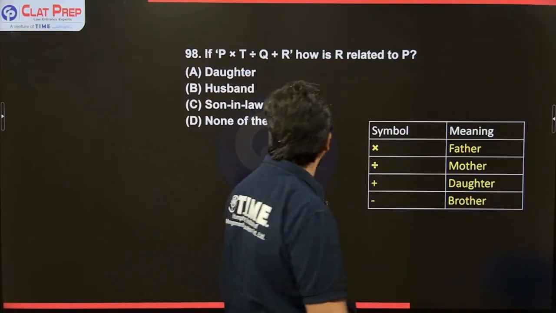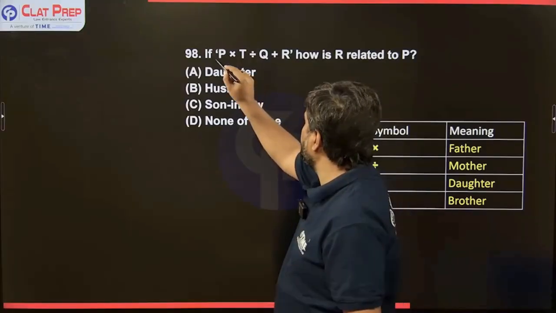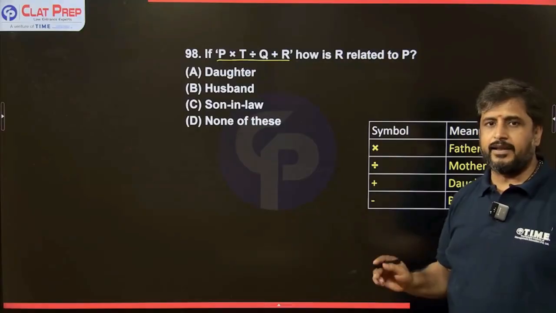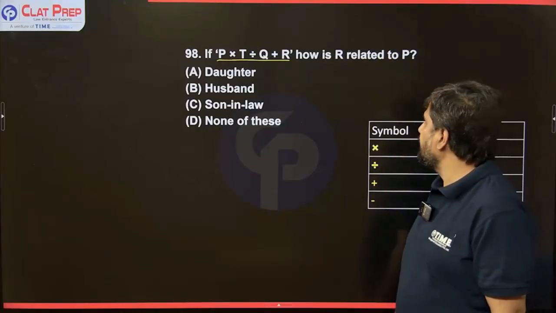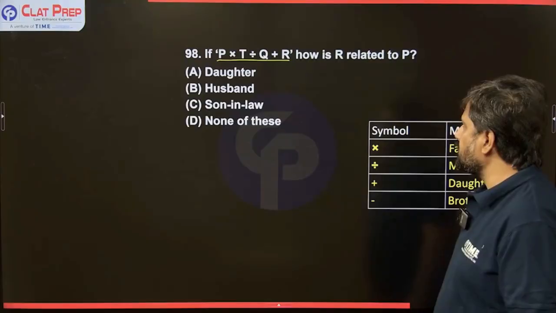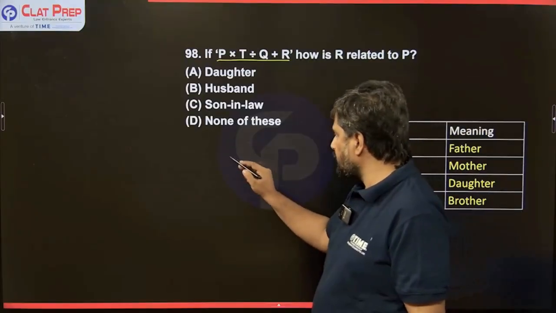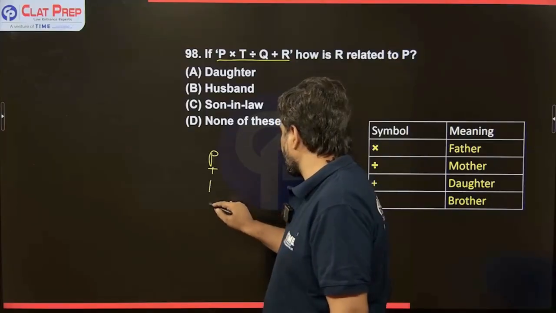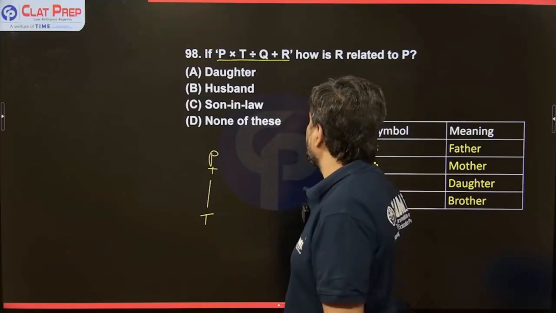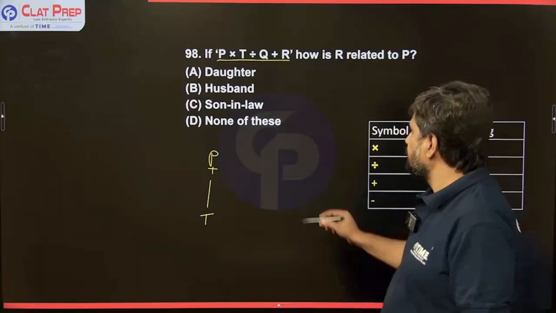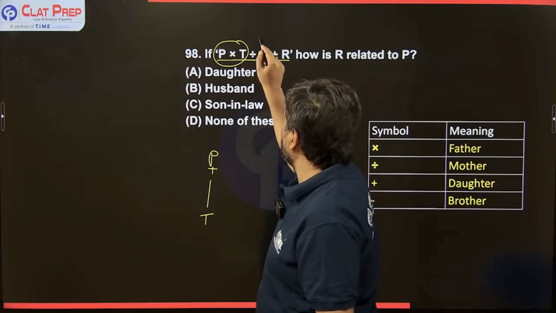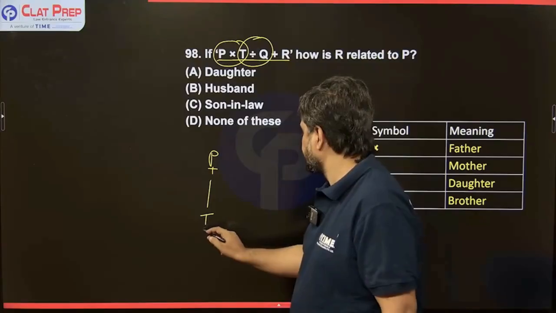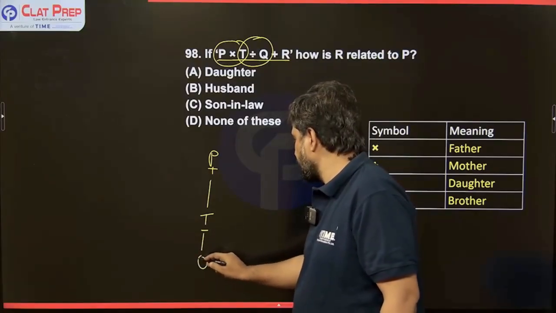Right. Now what is given here? Here we have given an equation. We have to just draw the family tree and identify the relationship among them. How is R related to P? What is the equation given? P cross T means P is the father of T. First P cross T is completed. Now T divided by Q means T is the mother of Q.